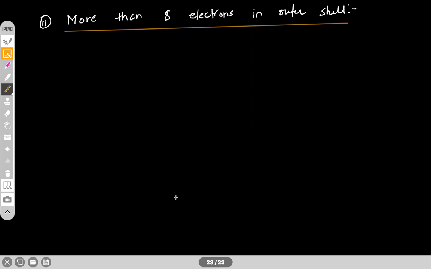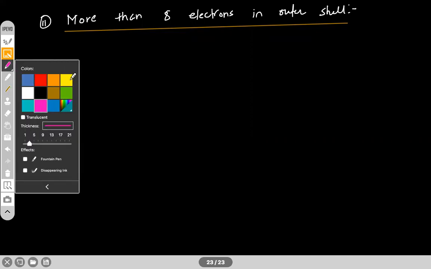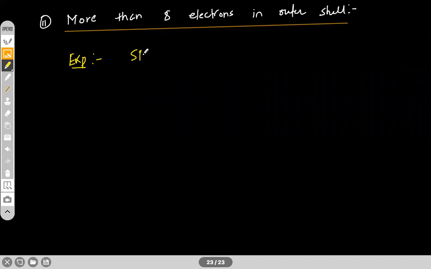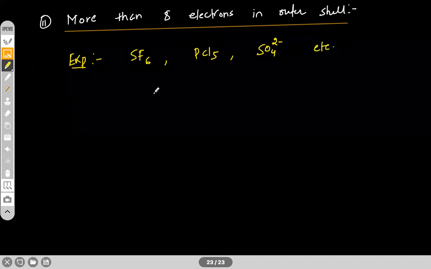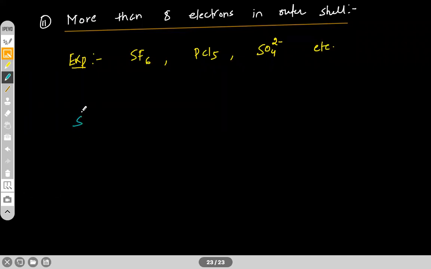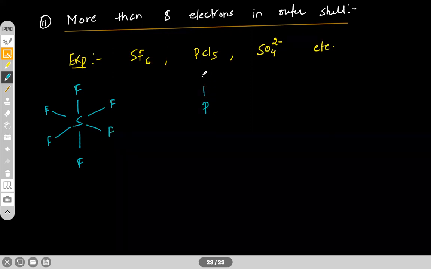Okay. For example, you see, example is SF6. We have PCl5, sulfate ion, SO4 2 minus, etc. SF6, if you look at the molecule and the structure, sulfur has 6 fluorine atoms attached here. Okay, PCl5 has 5 chlorine.